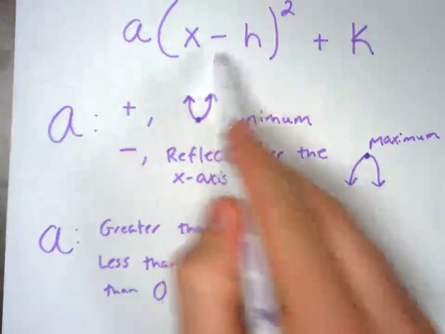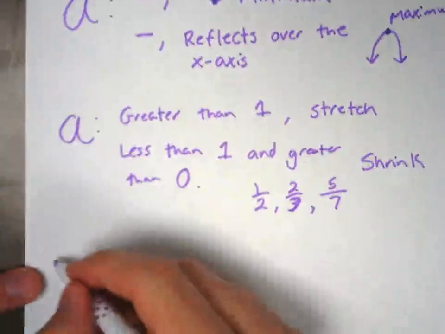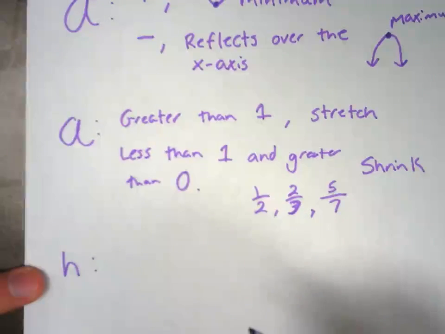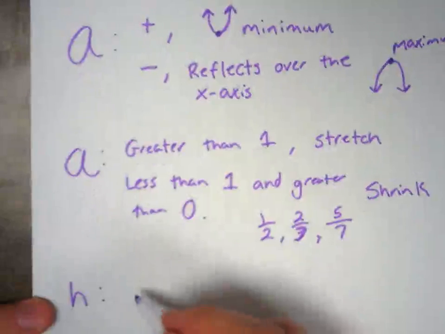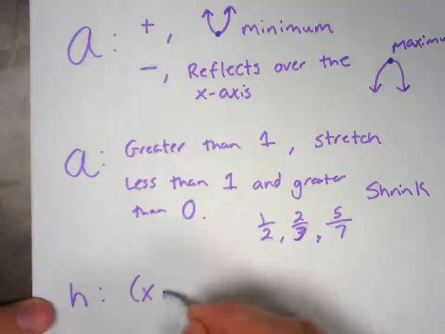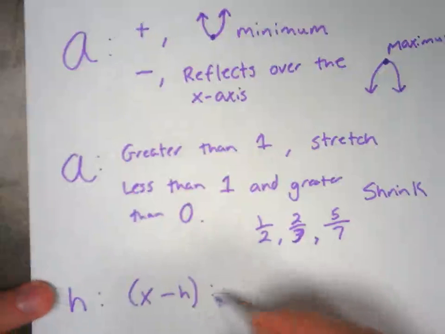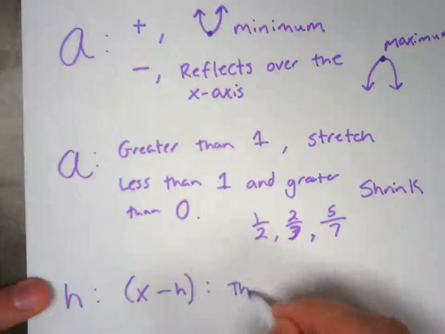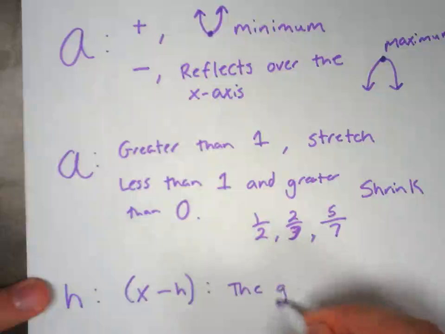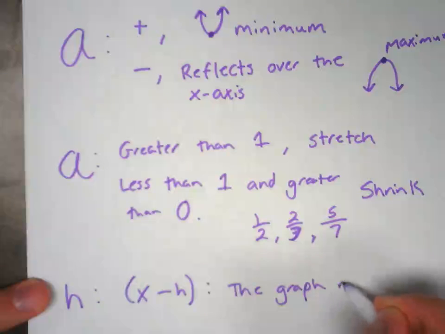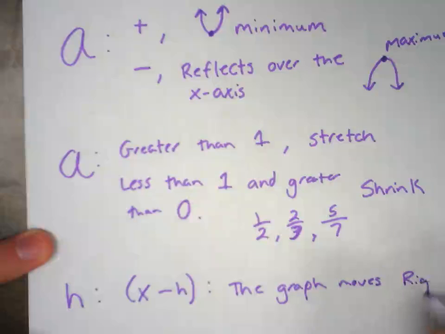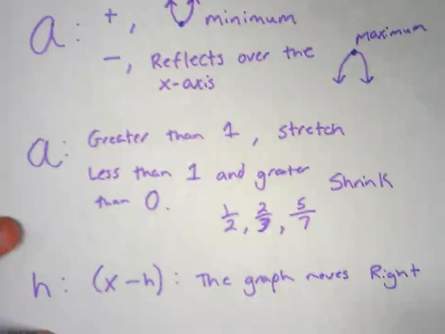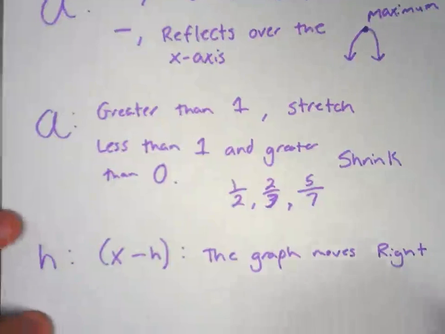Next thing to talk about is H. H is the big deal here. H is usually the tough one to remember. Up here, notice that it says X minus H. If it ever says X minus H, you're going to move the graph. The graph moves to the right. X minus H, the graph moves to the right.